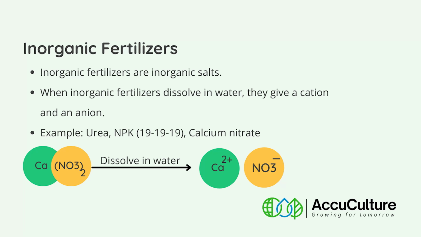Inorganic fertilizers or inorganic salts or chemical fertilizers, it's the same thing. They are made up of salts. Any salt, when it dissolves in water, will give a positively charged cation and a negatively charged anion. For example, calcium nitrate, when it dissolves in water, will give positively charged calcium and negatively charged nitrate. Both are essential plant nutrients, and it's amazing because within seconds plants get nutrients in an ionic form dissolved in water. It eliminates the complexity of organic fertilizers. That's why it's effective and it's good for quick fixes.